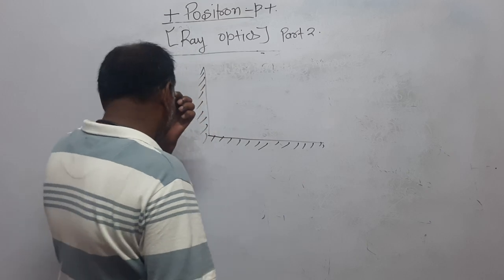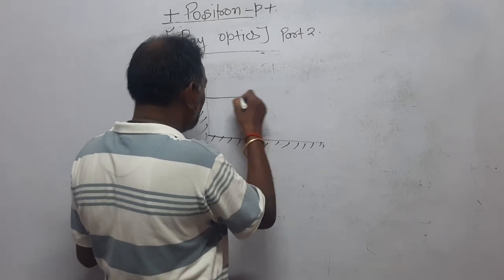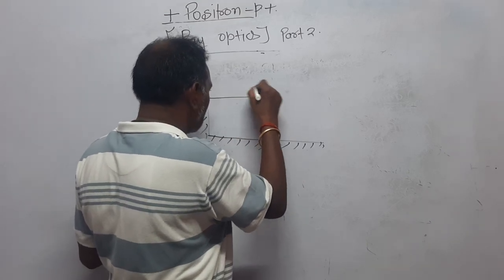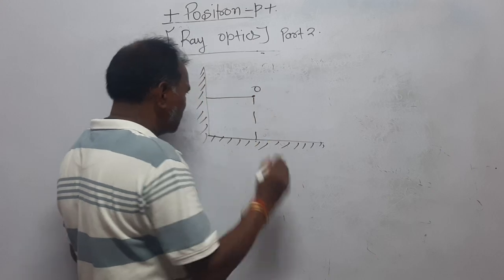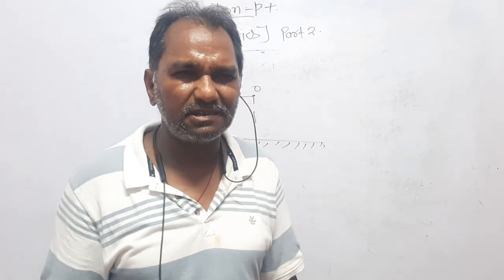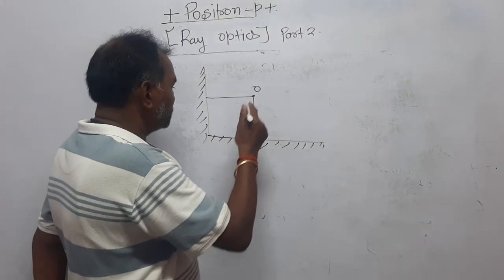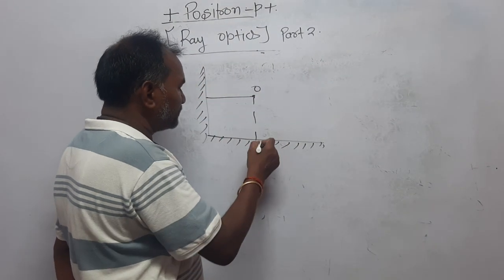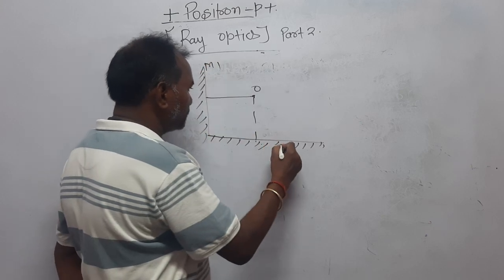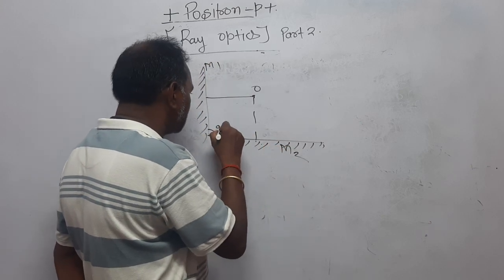Dear students, I am taking an object here. For our convenience, I am taking it at an angular bisector. Our object is placed at a place which is an equal distance away from the two mirrors M1 and M2, and these two mirrors are at 90 degrees to each other.